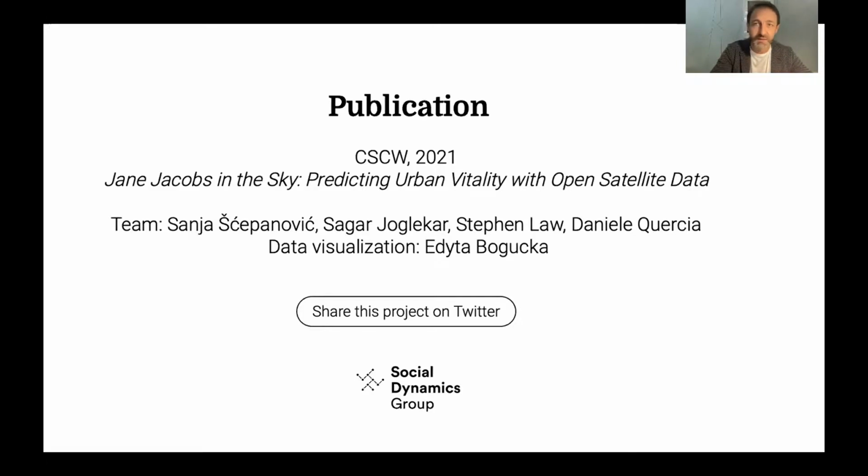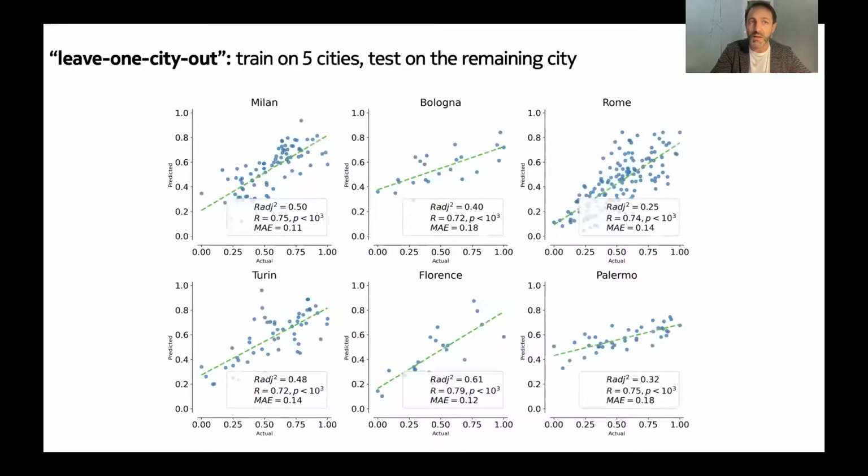I just want to show you one of the results, and that is leave one city out. We train our model on the 5 cities and test it on the remaining city. As you can see, for most cities, the vitality can be predicted quite accurately, or at least to a certain extent. At least half of the variability of vitality can be predicted purely from one satellite image.